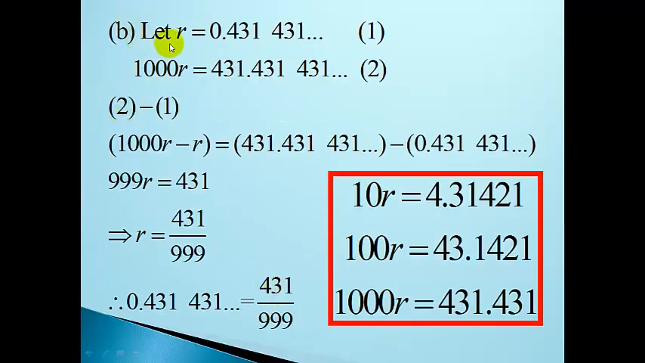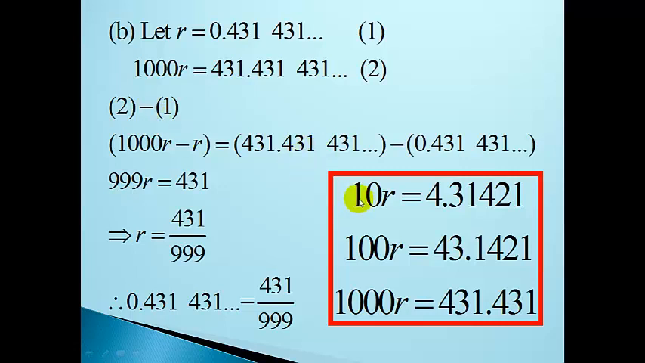Now B. Let R be equal to 0.431431. Let this be equation 1. So we multiply the left hand side by 1000. In doing that, we have 1000R, and this will be equal to 431.431431. That's equation 2. Now, look at this before you continue from here.